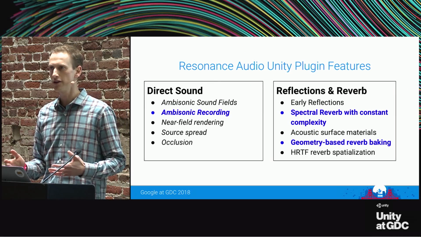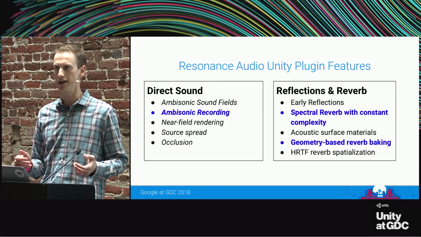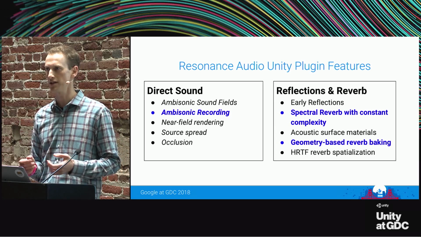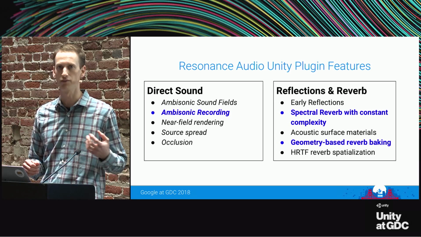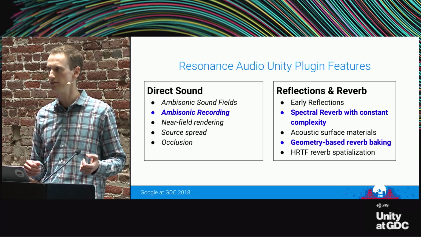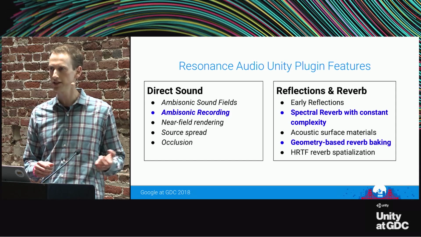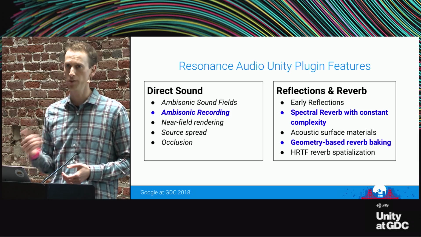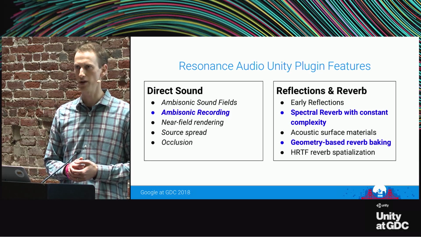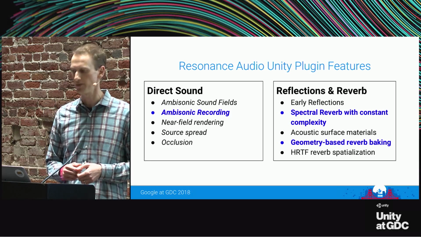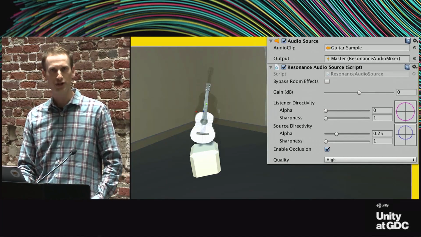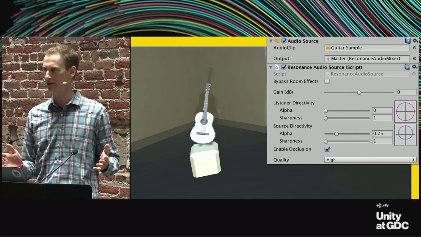So the Resonance Audio SDK plugin for Unity has a comprehensive set of features that span direct sound as well as reflections and reverb. I've highlighted a few of the most recent features that we launched here, and we'll cover a couple of them in the talk today. Geometry-based reverb as well as ambisonic recording are two of those features that we'll dive into a little bit. Before we do that, let's take a look at a basic Unity scene.